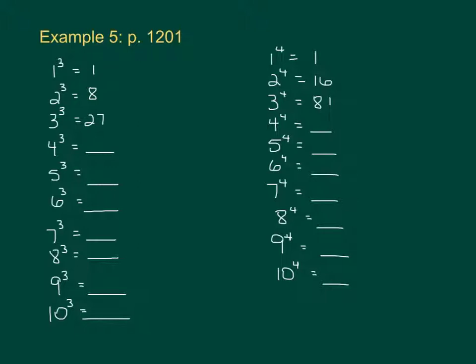So we'll go ahead and continue with the next one. 4 times 4 times 4 is 64. And so I'm just going to go ahead and complete the rest of the chart.